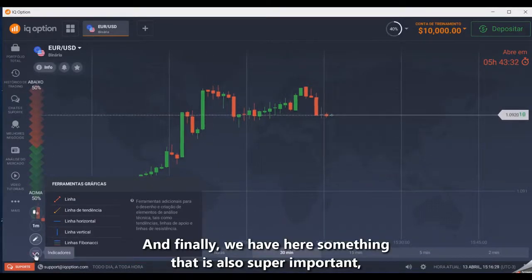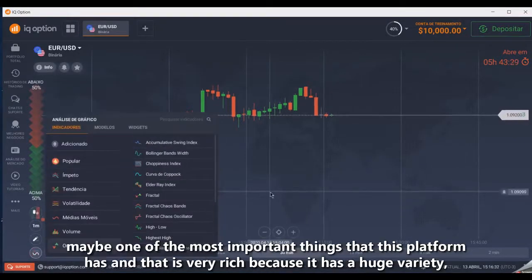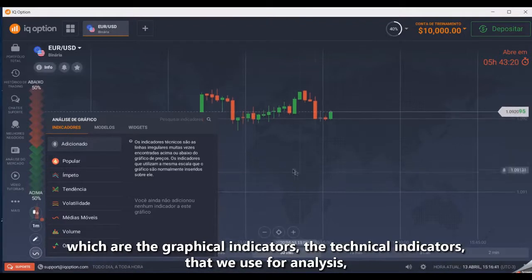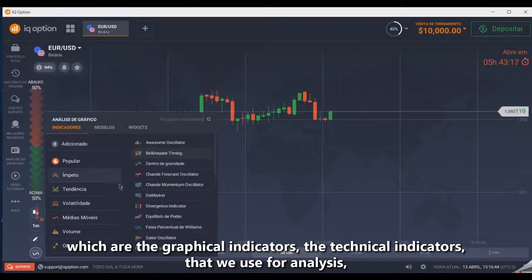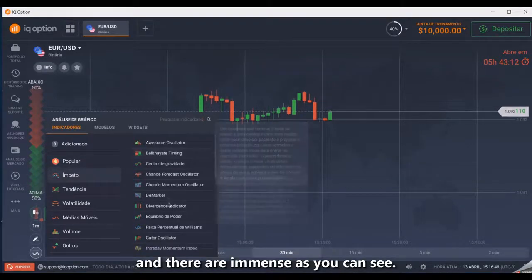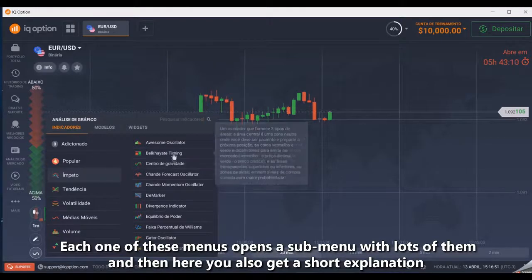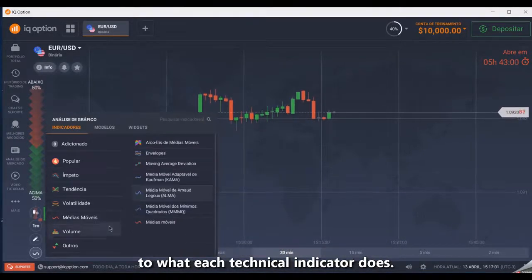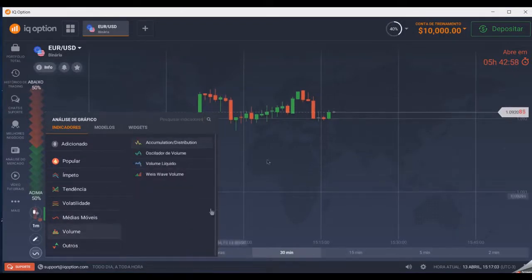Finally, here we have something that is also super important, maybe one of the most important things that this platform has, and it is very rich because it has a huge variety, which are the graphical indicators, the technical indicators that we will use for analysis, and they are immense, as you can see. Each of those menus opens a submenu with lots of them, and here you also have a short explanation of what each technical indicator does.